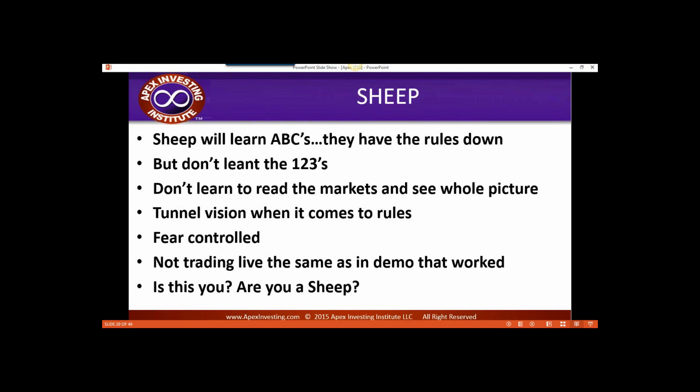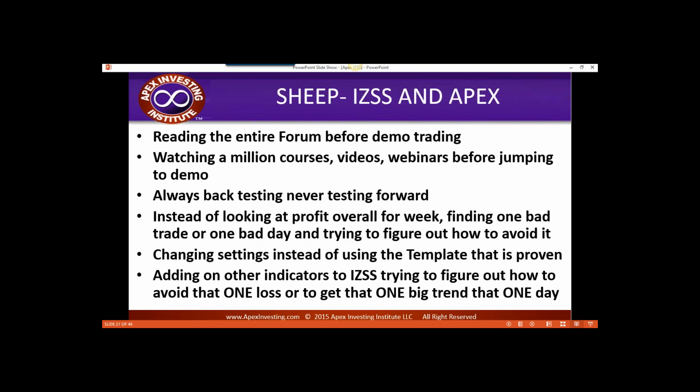And they're so tunnel vision when it comes to rules of, well, this setup and this setup and this setup, and I took it and I lost. This system's no good. Forget it. No. Okay. So is this you? Are you a sheep? A couple people have said, oh man, I hate to say it, but yeah, I might be a sheep. Okay. So that's just in general.